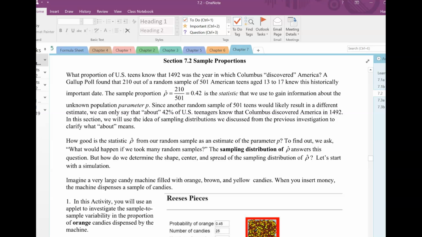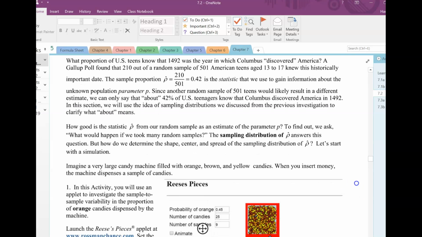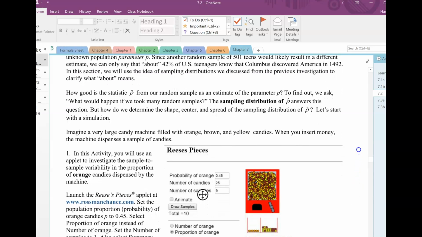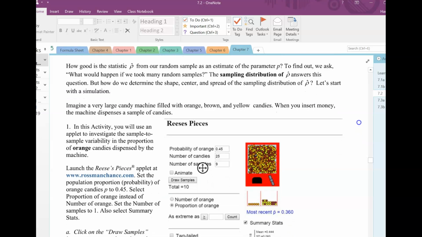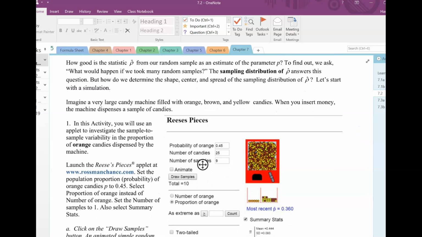So in here, we're going to be referring to an applet that I'm going to show you on my screen. There at the top of my screen, it says, how good is the statistic p hat from our random sample as an estimate of the parameter p? Now remember, the parameter is the proportion of the population, and the statistic is the proportion from the sample. That's what p hat is versus p. To find out, we ask what would happen if we took many random samples.